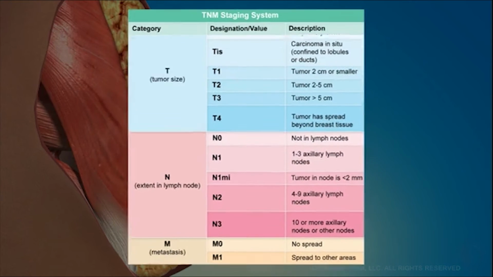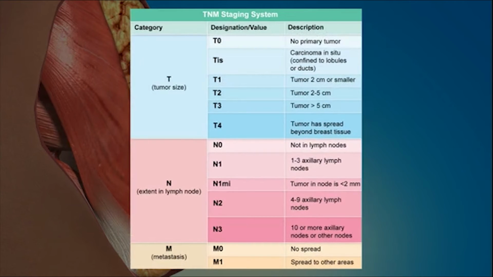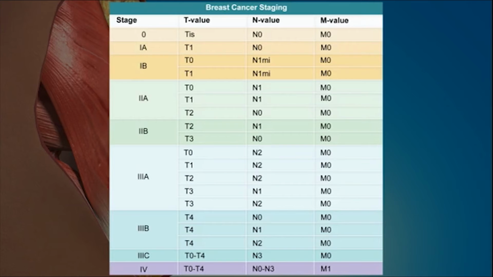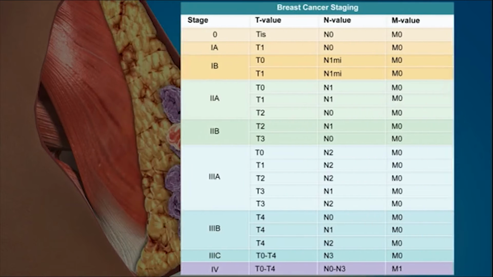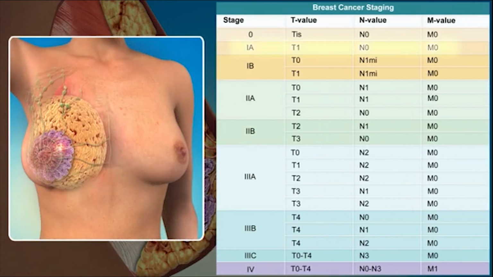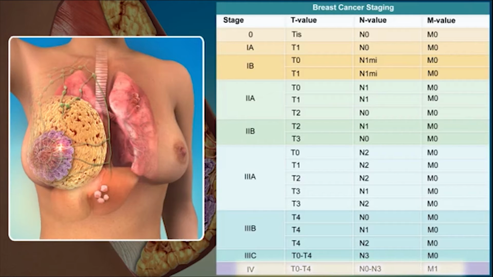The combination of T and M values are used to assign a stage from 0 to 4 to the cancer. For example, a stage 1 tumor might be a small tumor without lymph node involvement that is confined to the breast, whereas stage 4 is aggressive metastatic breast cancer that has spread to other areas of the body.